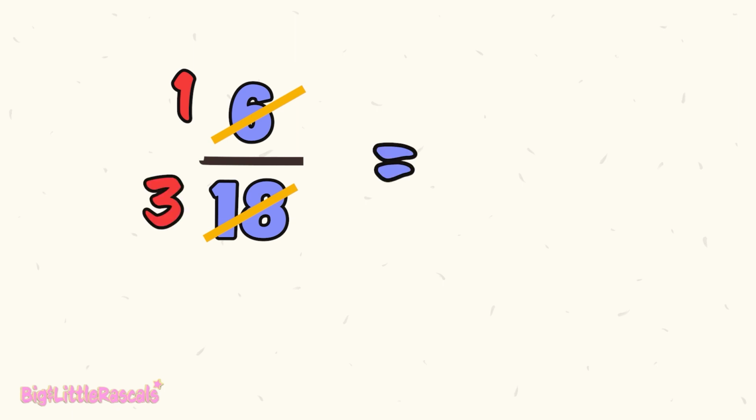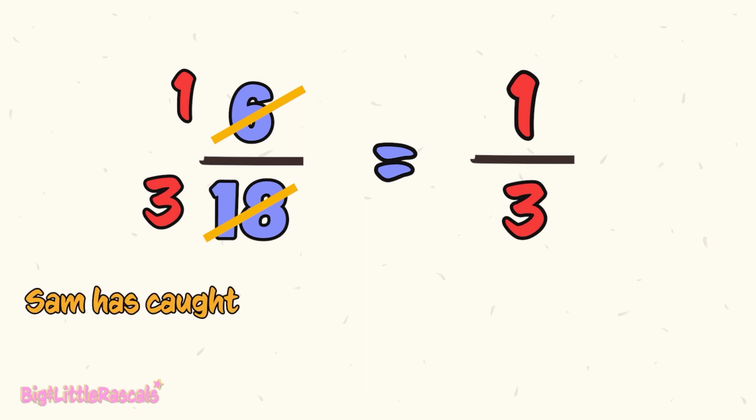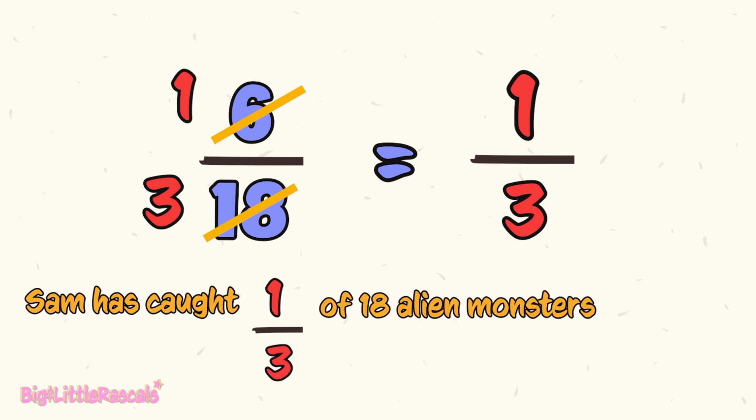The result is 1/3. And this is the simplest fraction it can be, because top and bottom numbers can't be divided any further without still giving a whole number as the result. So, Sam has caught 1/3 of the 18 alien monsters.